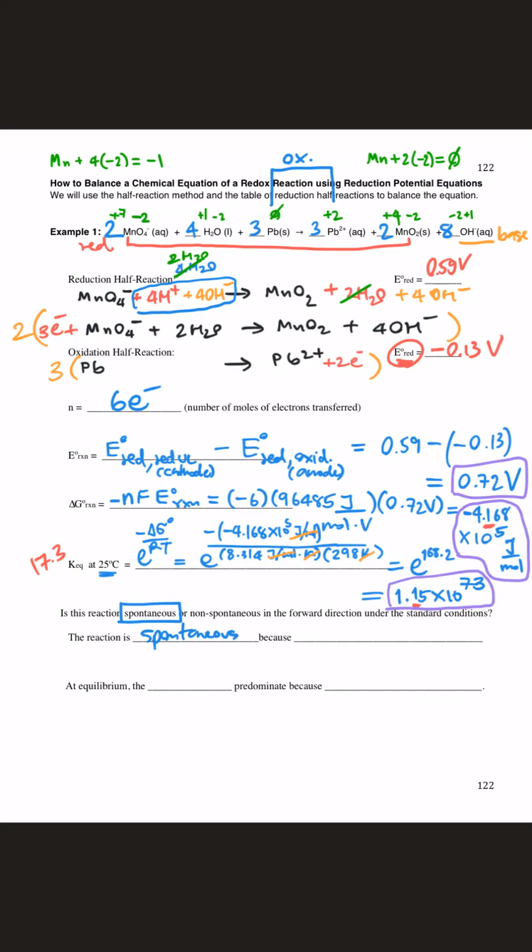Because the E reaction is positive, the delta G of the reaction is negative, and the K equilibrium is greater than 1. It's a high value, indicating that it produces more of the product at equilibrium. So we can say that at equilibrium the product is predominant, because you have a large value of the equilibrium constant. Okay, so that's what it is.